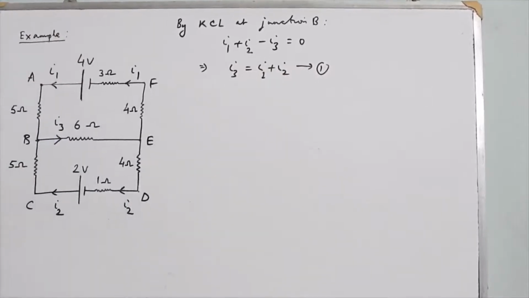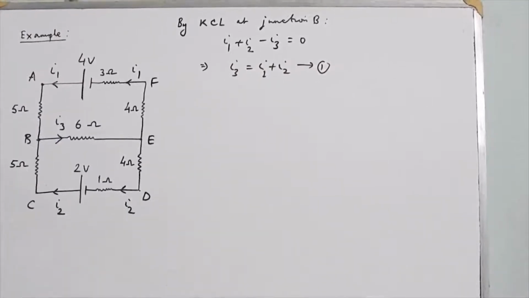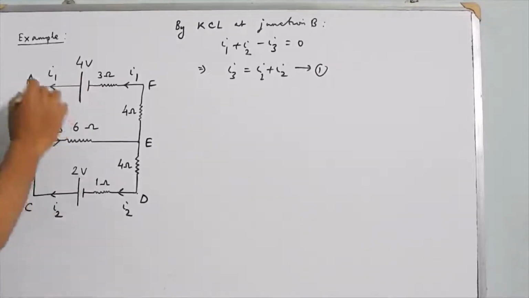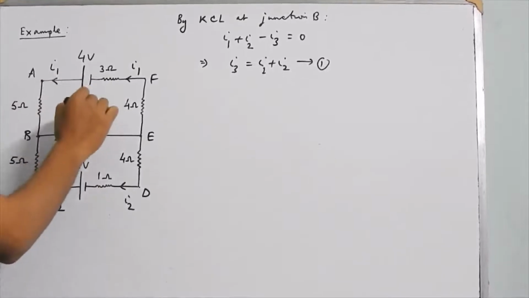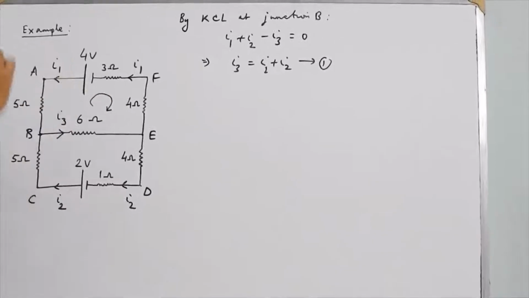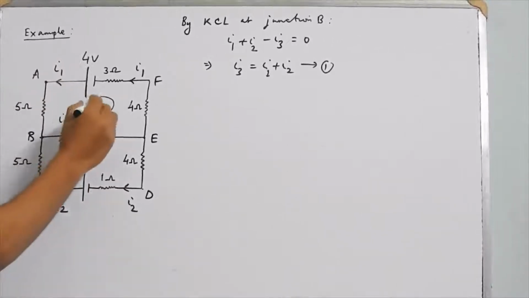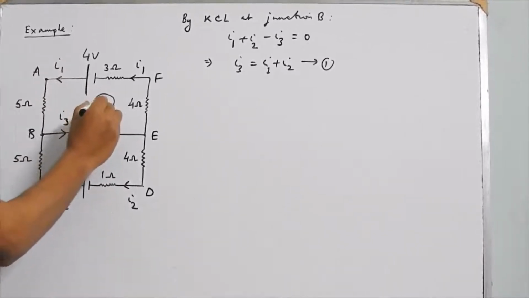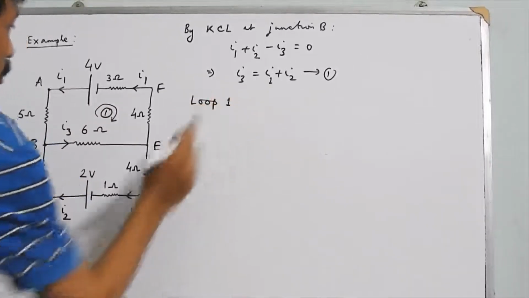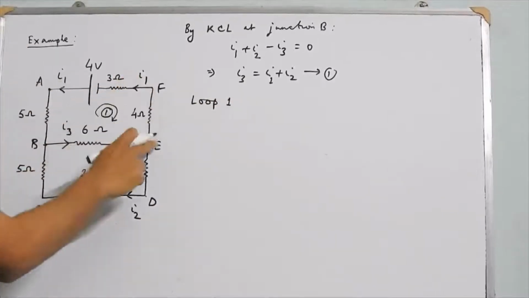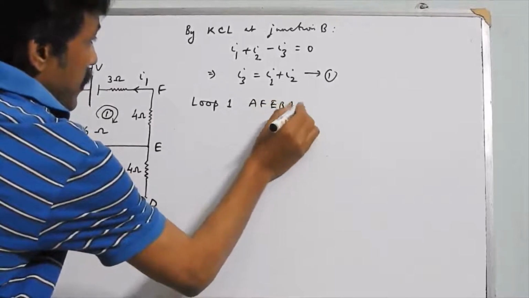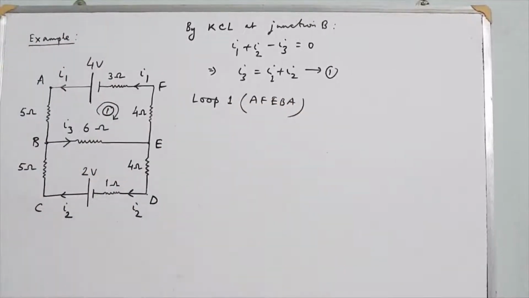Now let us apply KVL or Kirchhoff's second law in any closed path. Let me apply KVL in this closed path. Suppose in a clockwise manner, let me apply this KVL. So this may be called loop 1, or you can also call it AFEBA, and we are moving in the clockwise manner.